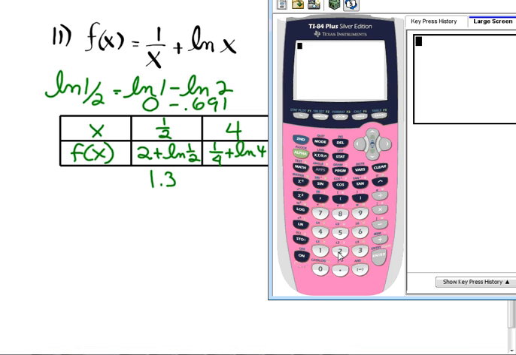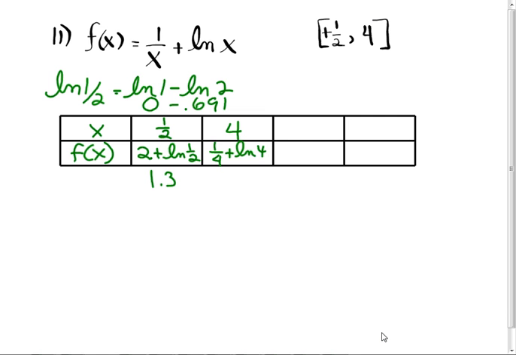So let's do 2 plus the log of 1/2. And on the exam, there'll be tons of logarithms. So that's 1.306. Okay, I got 1.3. That's close enough. Now let's do 4, or 1/4. 1 divided by 4 plus the natural log of 4. 1.63. So they were close, but this is 1.63. Okay, so you would have to have a calculator for this. Okay, that was the easy part.